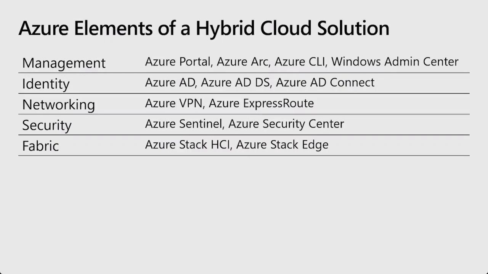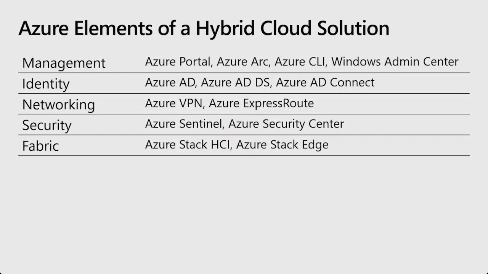For identity, you've got a variety of options that come with an Azure hybrid cloud solution. You can use Azure AD, you can use Azure Active Directory Domain Services, and you can use Azure AD Connect. And that's all without getting into complex topics such as identity federation.